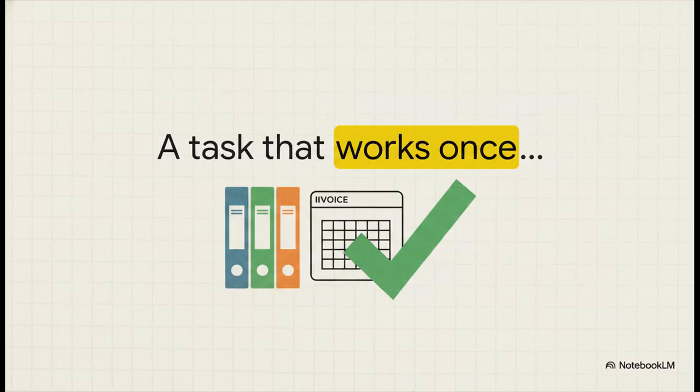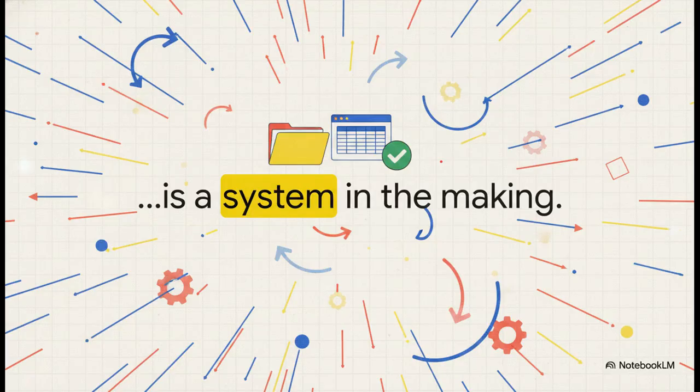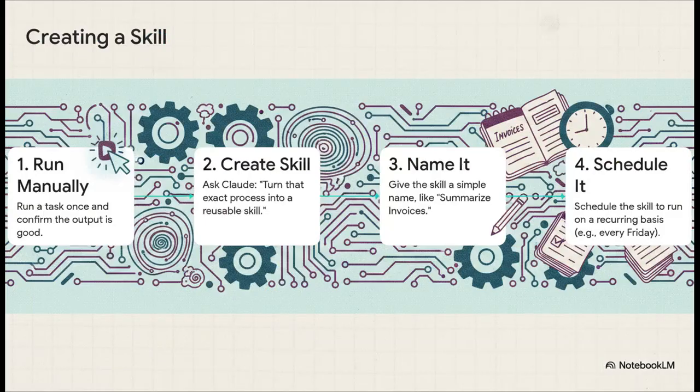So think about that invoice sorting task we just did. It worked like a charm, and you got a fantastic result. But here's the kicker. That single success isn't just a one-and-done thing. It's actually the blueprint. It's the prototype for a fully automated system that you can run forever. And turning that blueprint into a real system is so simple, it's almost funny.